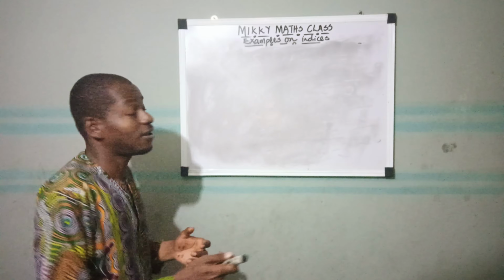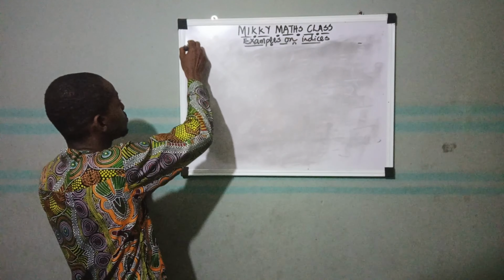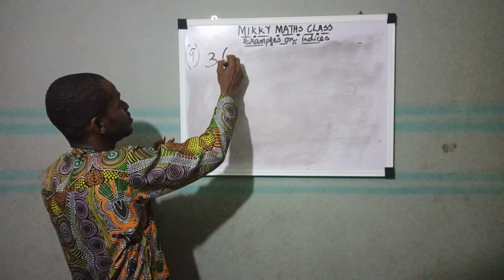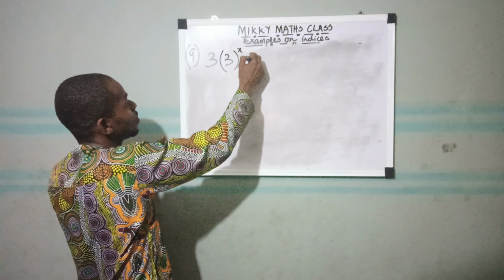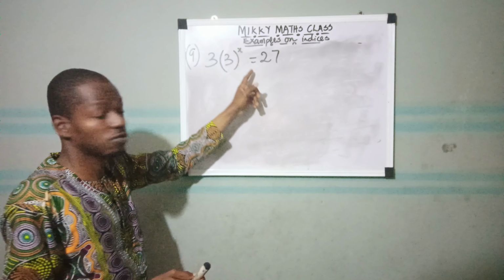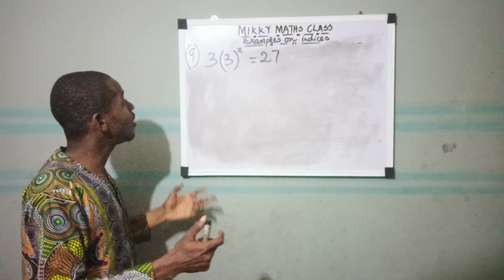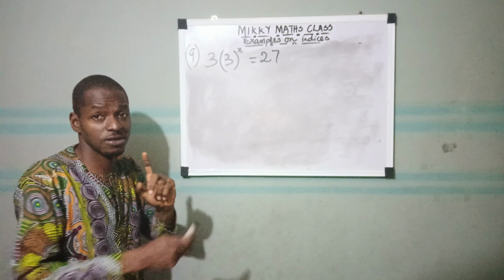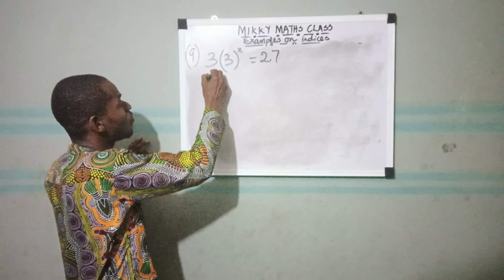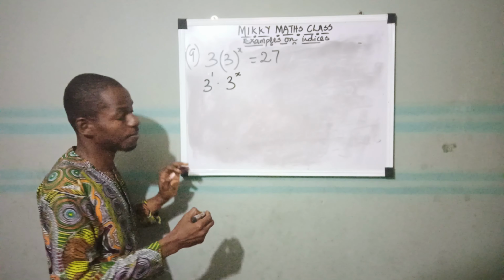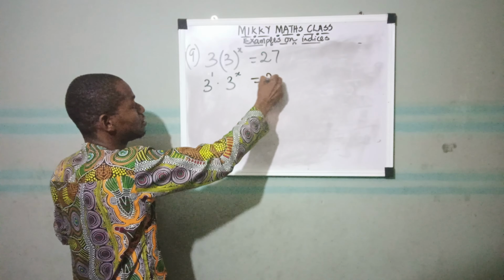Alright, so we take example 9. Example 9, you can have something like this: 3 into bracket 3 raised to the power of x equal to 27. Yes, something like this. 3 times 3 raised to the power of x equal to 27. Okay, now from here we can use the multiplication law. This 3 is the same thing as writing 3 raised to the power of 1 times 3 raised to the power of x equals 27.